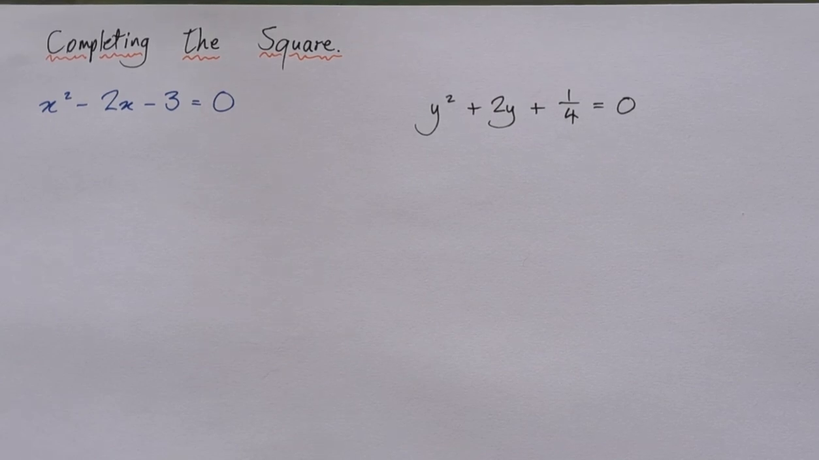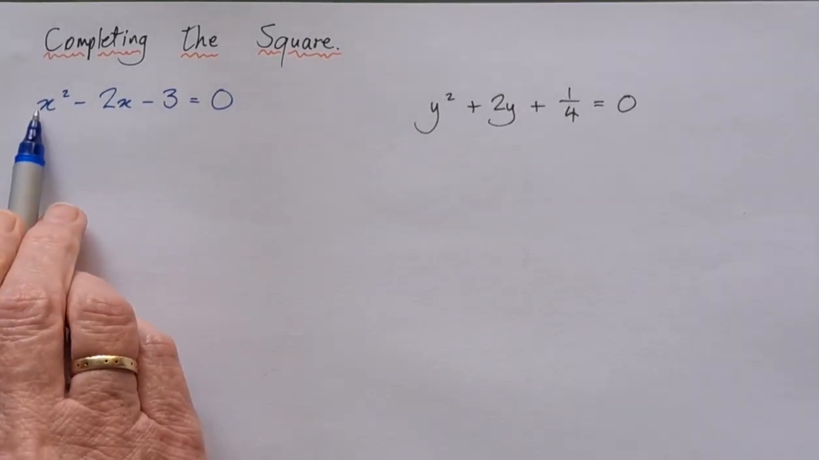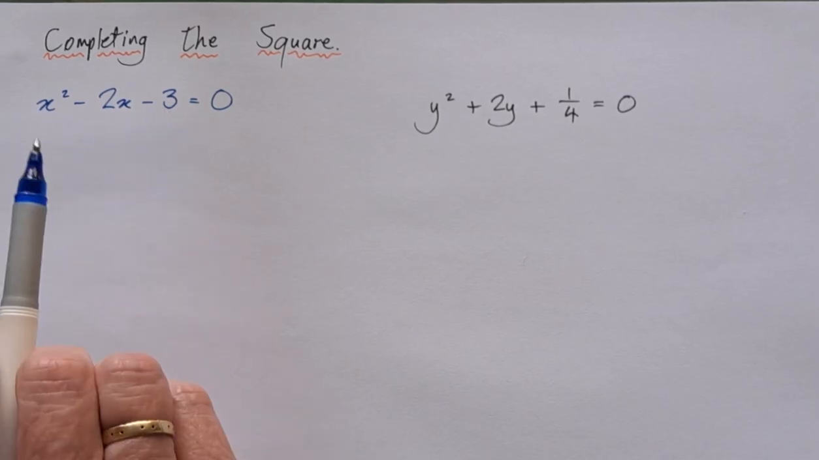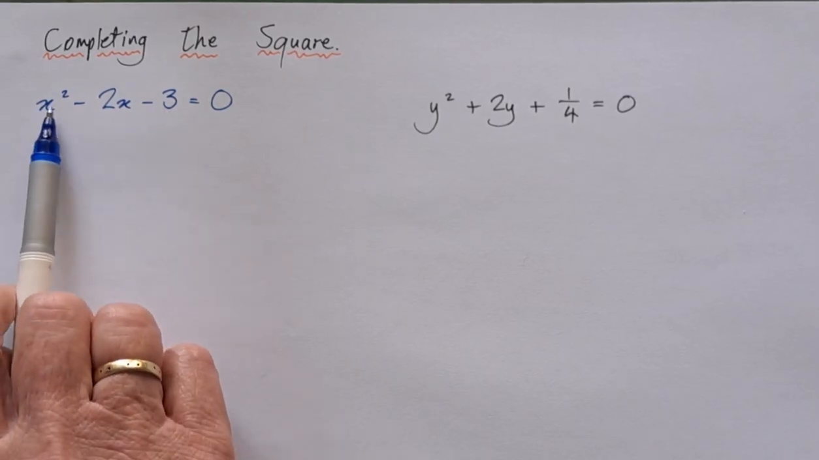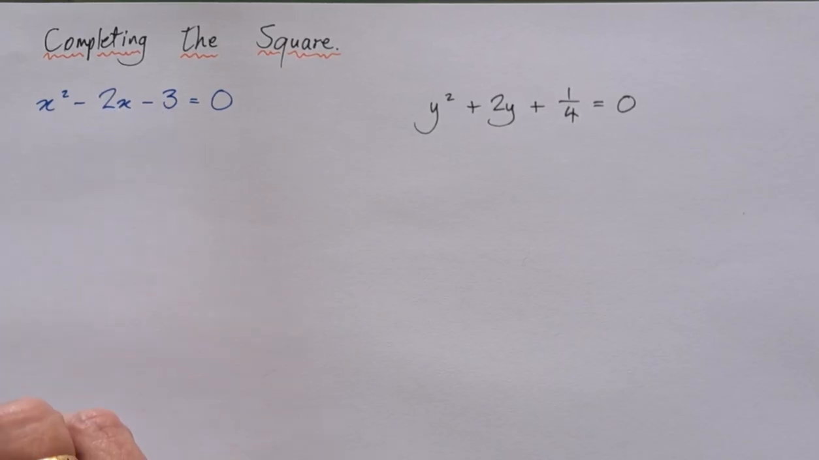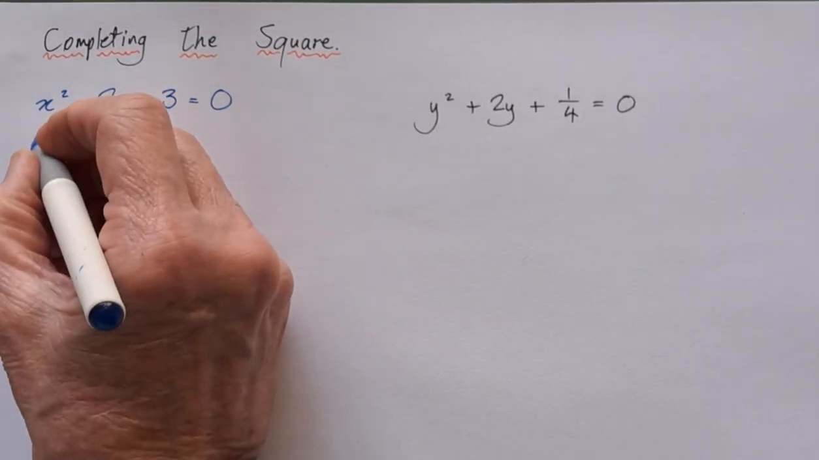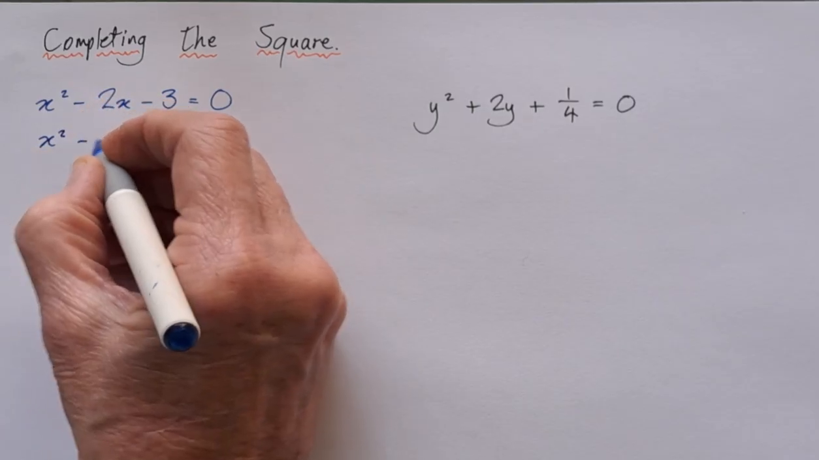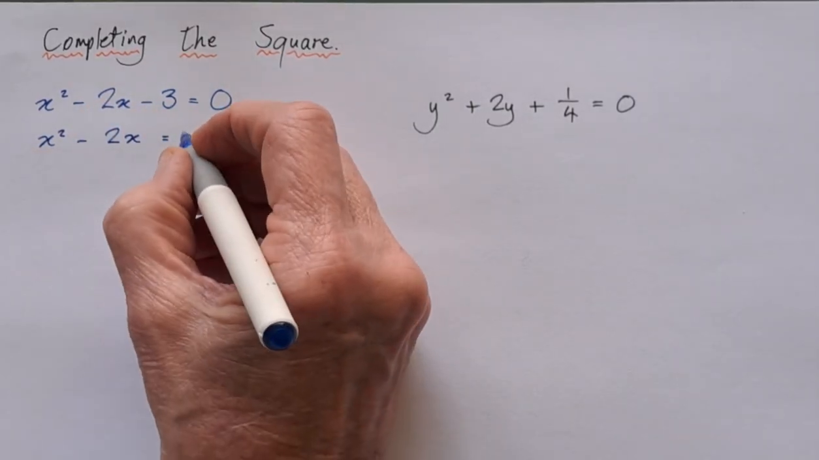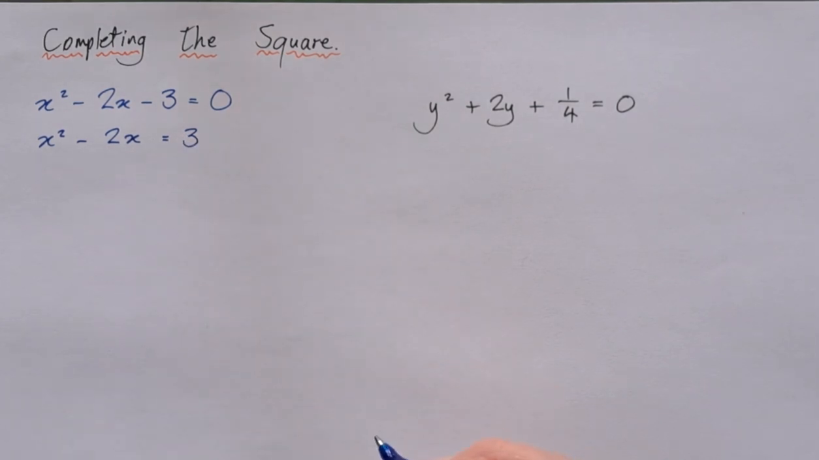Today we're going to have a look at completing the square to solve a quadratic equation. So first of all, we need to look at our equation in descending powers of x. And the easiest way to do this is to keep the x squared and the x term on one side and take the constant term to the other side. So we're going to start off by doing that. And of course, when the negative 3 moves across, it's going to become positive 3.